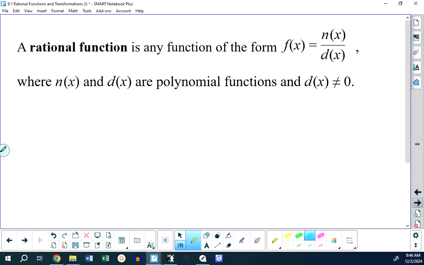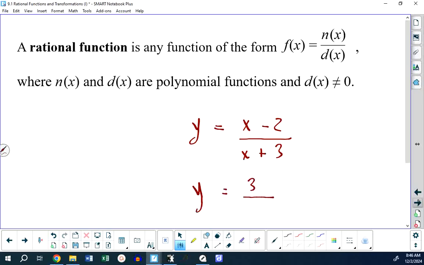For example, y is equal to x minus 2 over x plus 3 is a rational function because the numerator is a polynomial, the denominator is a polynomial. Y is equal to 3 over x squared plus 1 is a rational function because 3 is a polynomial. It's a boring polynomial, it's just a constant polynomial function, but it is a polynomial, and x squared plus 1 is a polynomial. However, and this is where I think this definition that you're typically given has an exception to it.